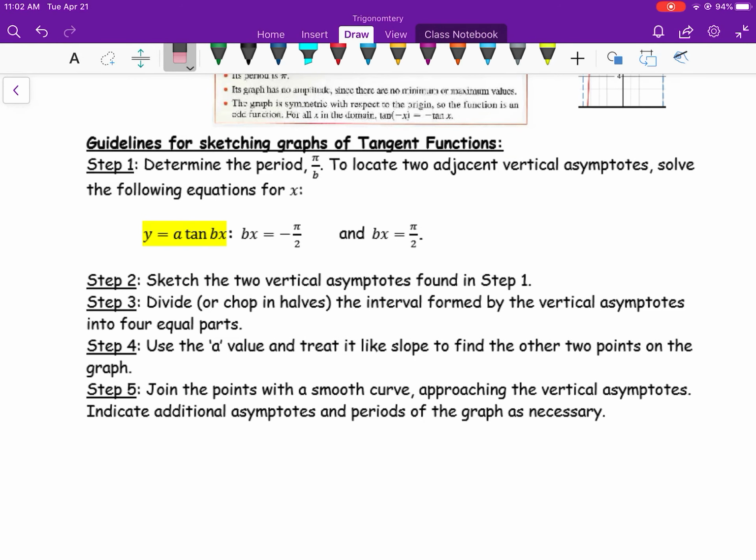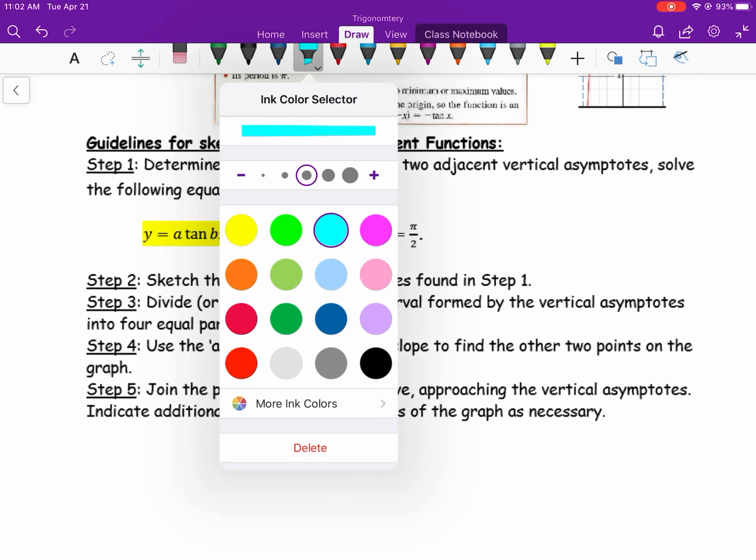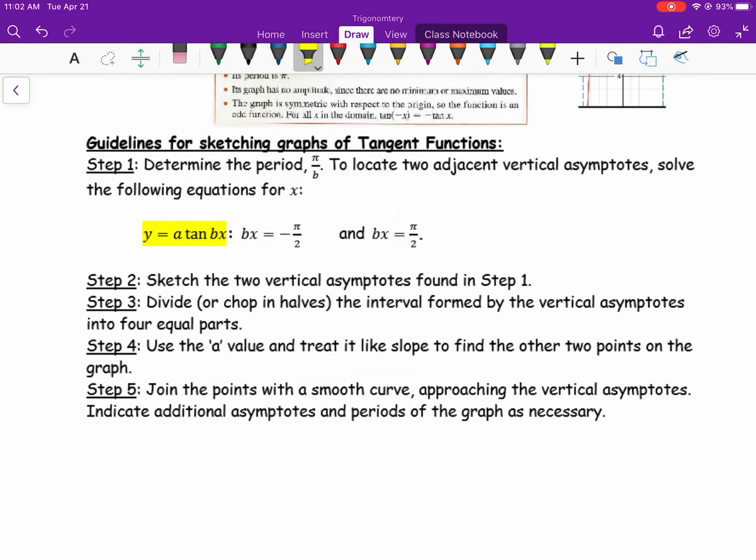So our guidelines for sketching graphs of tangent functions. Okay, we're going to first find our period. Alright, and then that's going to help us find our adjacent vertical asymptotes. Okay, and the formula for our vertical asymptotes is here. So our left asymptote is bx equals negative pi over 2. Our right asymptote is pi over 2. Bx equals pi over 2.